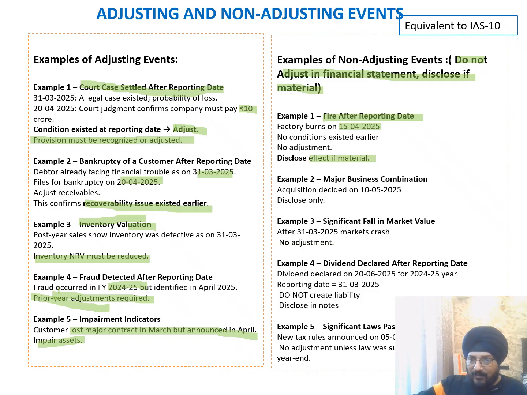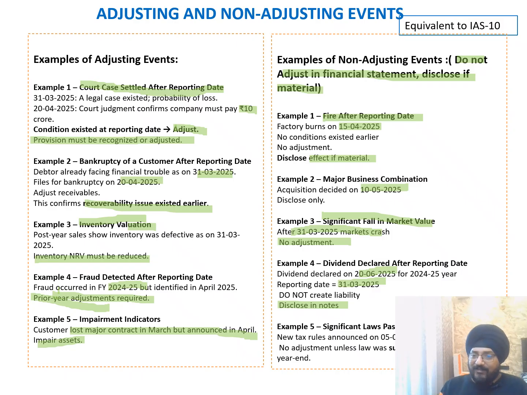Major business combination, acquisition decided on 10th of May. Disclose only. Significant fall in the market value after 31st March 25. No adjustment required. Disclose if material. Dividend declared after the reporting date. Dividend declared on 20th of June for 24/25. Reporting date is 31st March. Do not create a liability because it never existed at the time when we were closing our books of accounts. A significant loss passed and a new tax rule announced on the 5th of June or 5th of May, whatever the case may be. So no adjustment required because no condition existed.